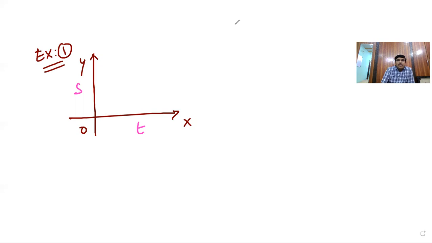Okay. Now, just now we have taken this OA line, and this is the theta. Another example I show here is Example 2.